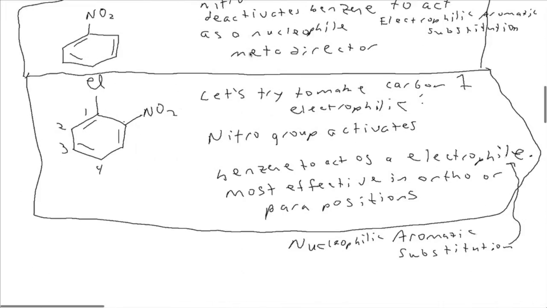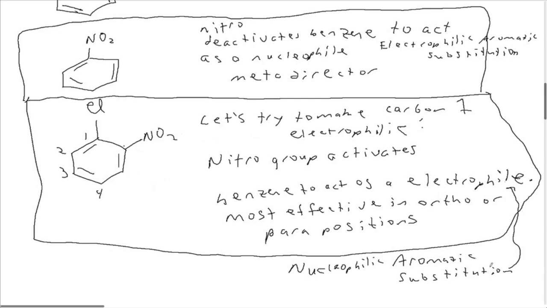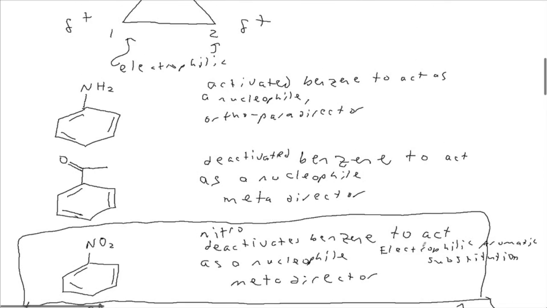Almost all the examples here we did were for electrophilic aromatic substitution. Nucleophilic aromatic substitution, some classes cover that and some don't. So I don't know whether your course is going to cover this one or not. So here at the end, we did one example of nucleophilic aromatic substitution, which may or may not be covered in your course. But your course will definitely focus on electrophilic aromatic substitution.